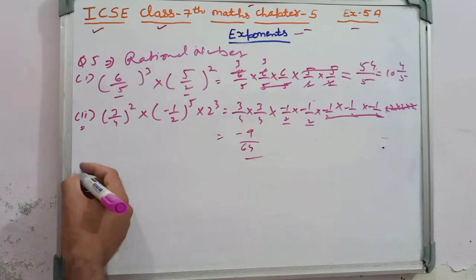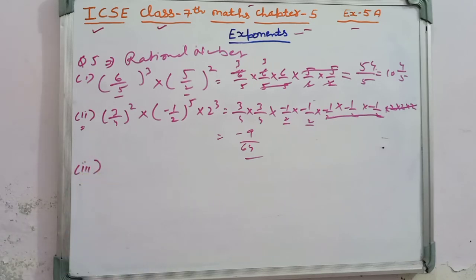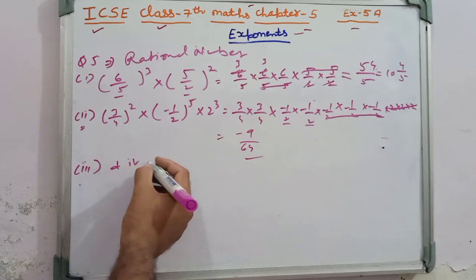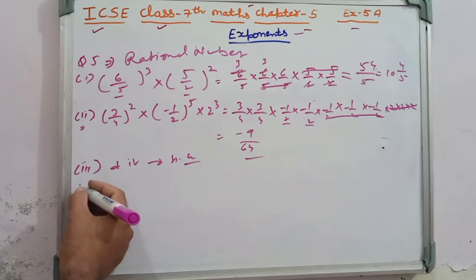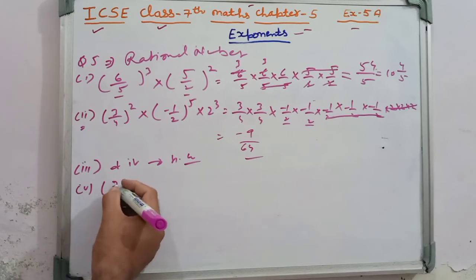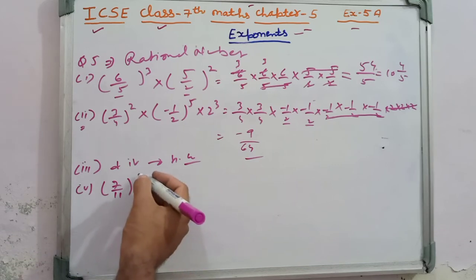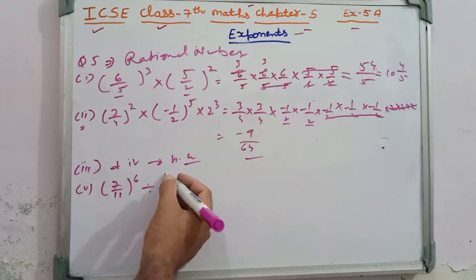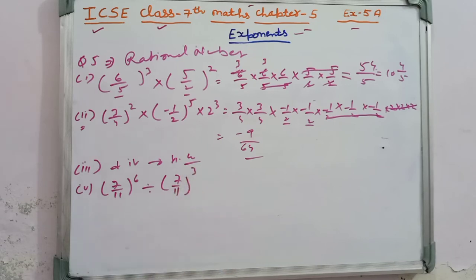Right, students? Now move on to third. Third and fourth are your homework. You can do yourself. If you face any problem, go in our comment section. Fifth, 7 upon 11 raised to power 6 divided by 7 upon 11 raised to power 3.